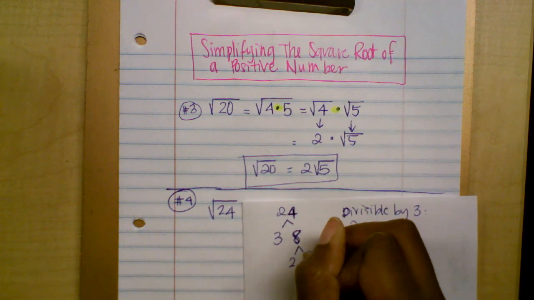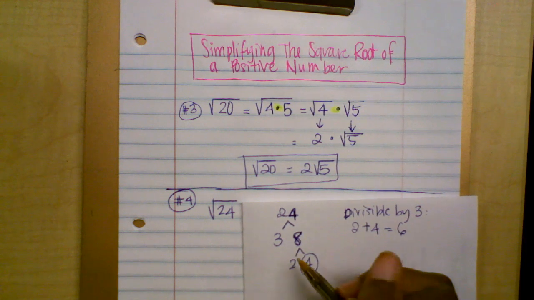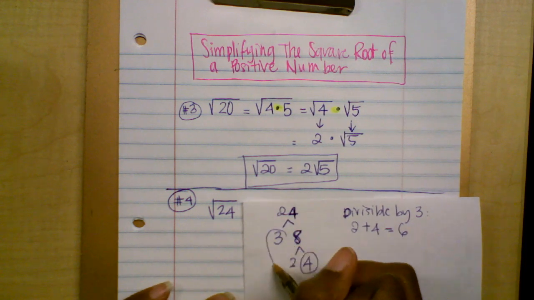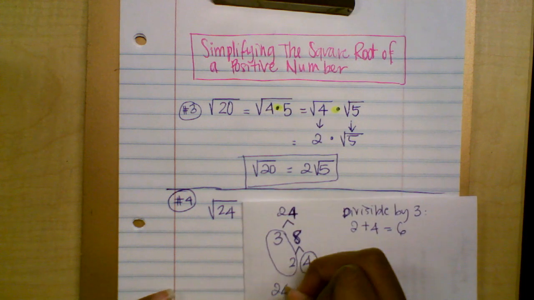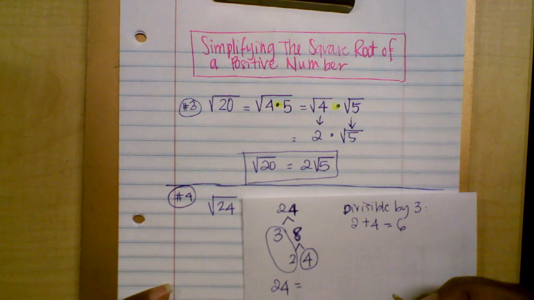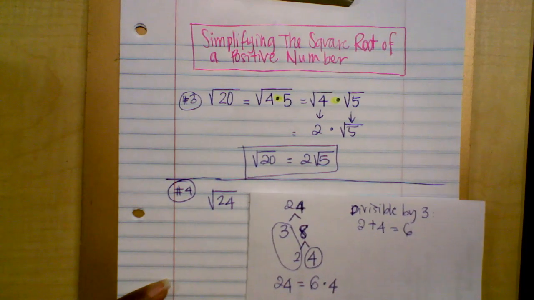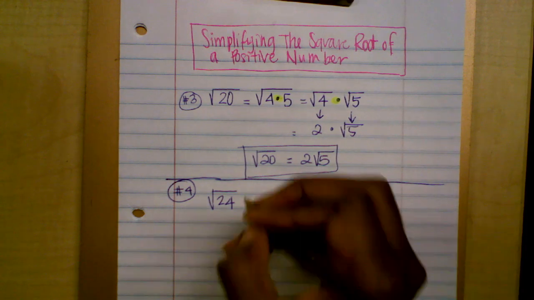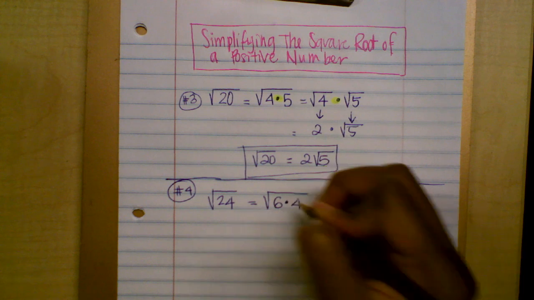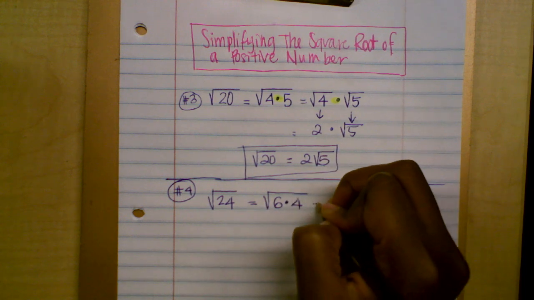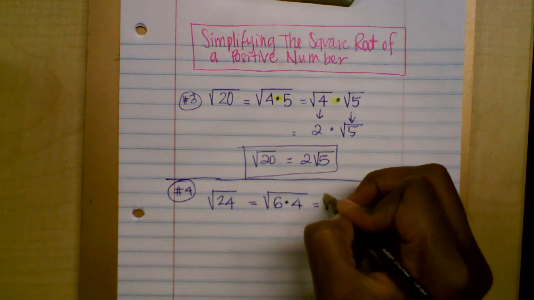Why? Because I identified the perfect square, which is 4. The remaining factors, 3 and 2, are not perfect squares, so I'm just going to multiply them together. So the factors of 24 are 6 times 4. I'm going to rewrite it as 6 times 4, then split it into two square roots. Why? Because of the operation of multiplication.